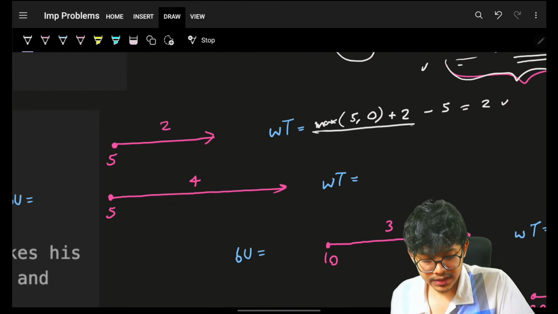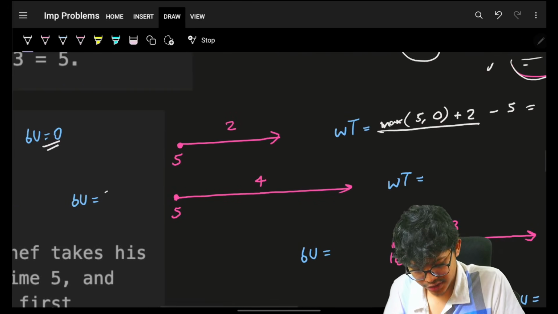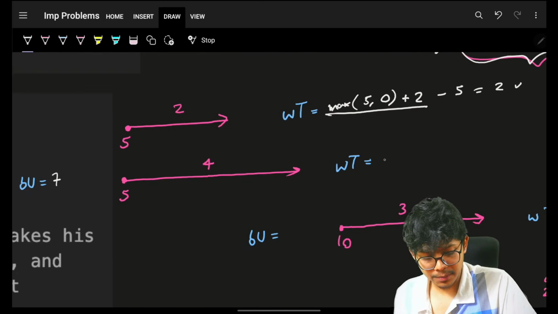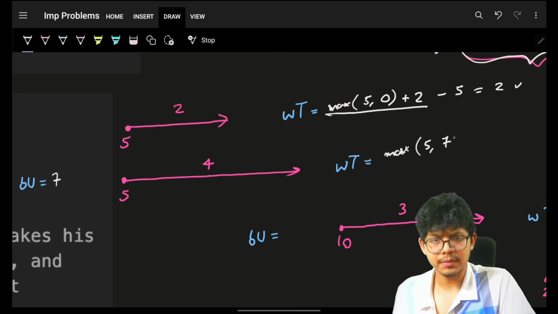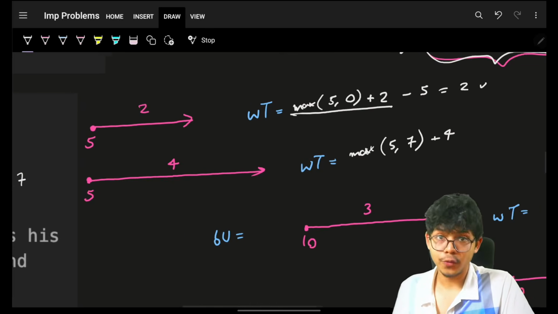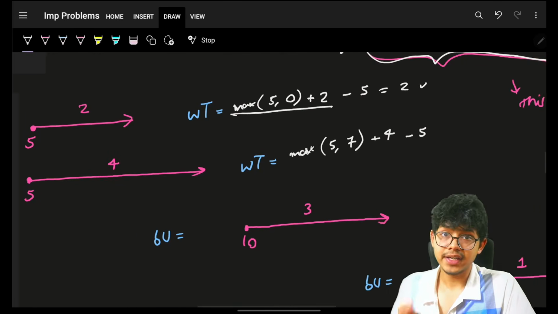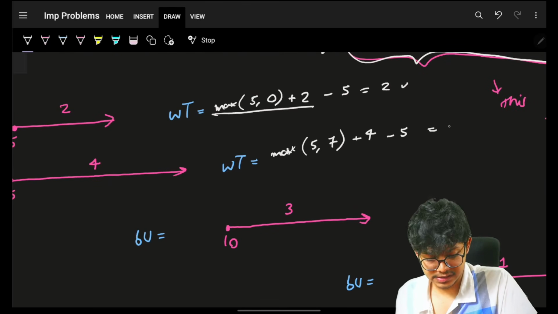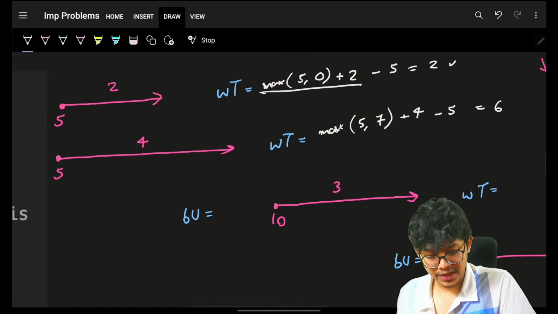And ultimately the chef will get free at 7. He was busy up till 7. I can simply say that the customer came at 5, the chef got free at 7, he will take the time of 4 to prepare, and the customer is waiting since 5. So it is nothing but 7 plus 4 is 11, minus 5, which is 6. So my wait time here is 6.